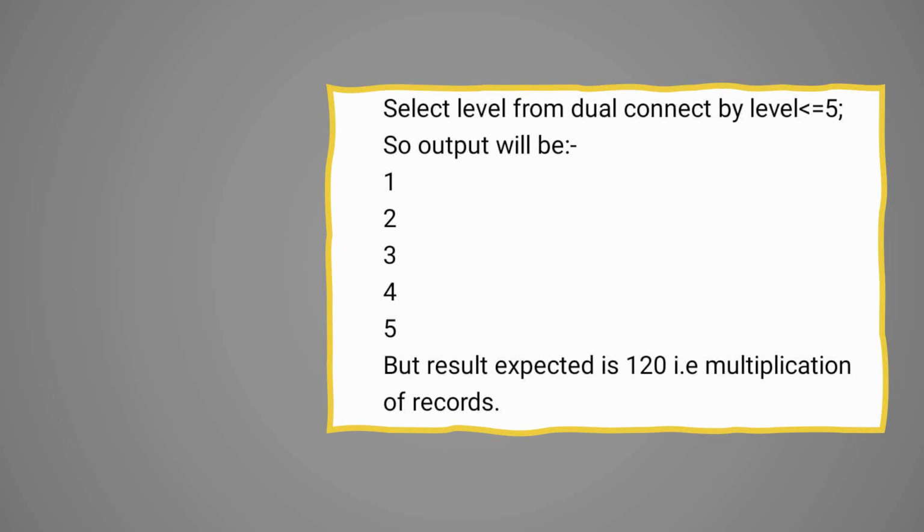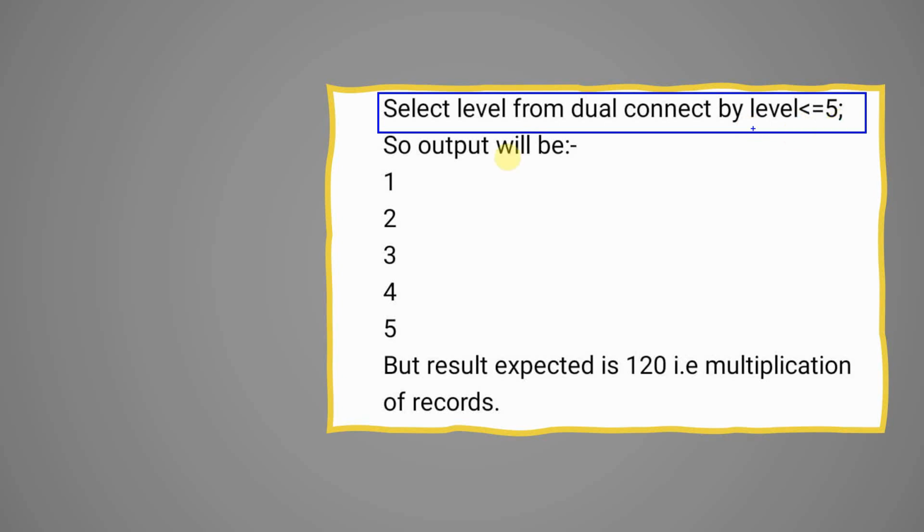So here the question is slightly different. Instead of printing the sequence number, we need to print the multiplication of the values. For example, suppose we want to print a sequence number from 1 to 5, normally we will write a query something like this. Select level from dual connect by level less than or equal to 5. This query will return the output from 1 to 5. But the expectation here is, instead of printing 1 to 5, we just need to print the multiplication of all these values. For example, 5 into 4 into 3 into 2 into 1. So the expected output is 120 in this case.